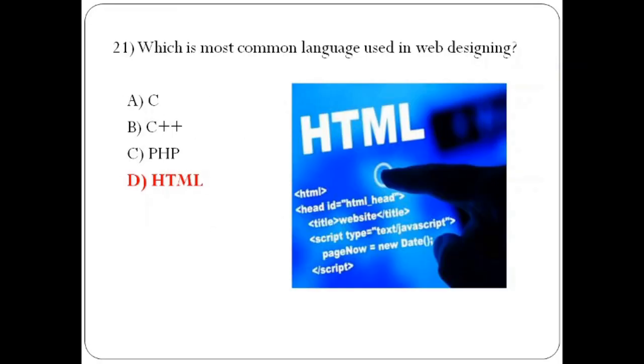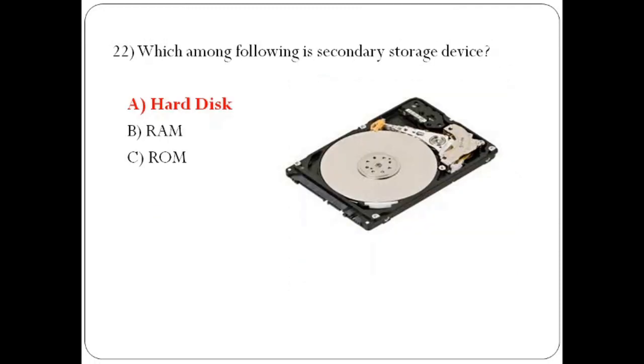Which is the most common language used in web designing? HTML stands for Hypertext Markup Language, which is the most widely used language on web to develop web pages. Which among following is a secondary storage device? Hard disk is a dominant secondary storage device for general purpose computers.